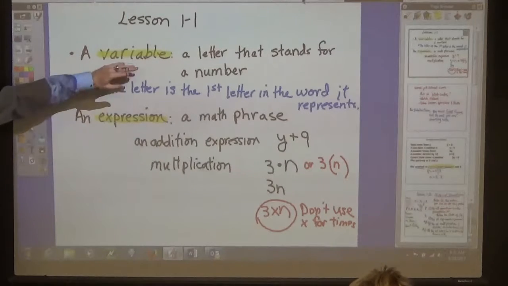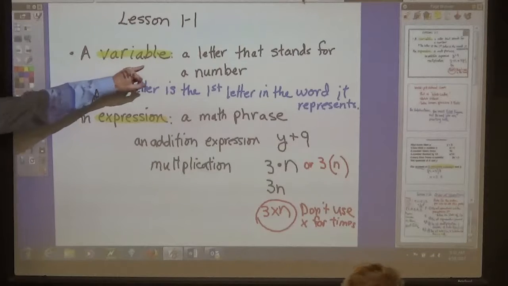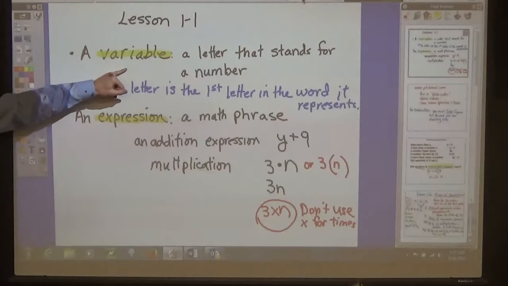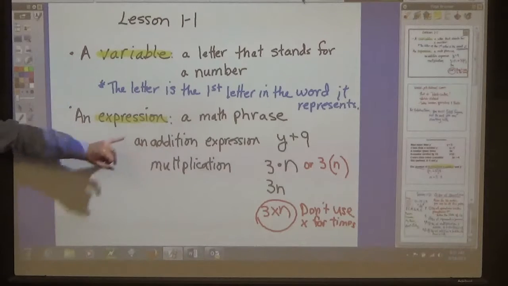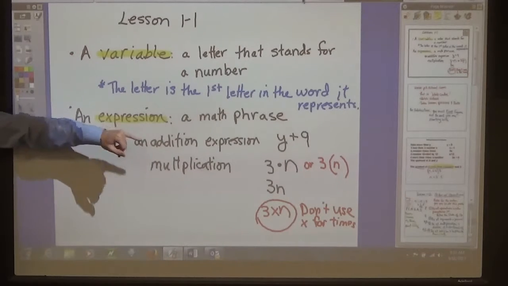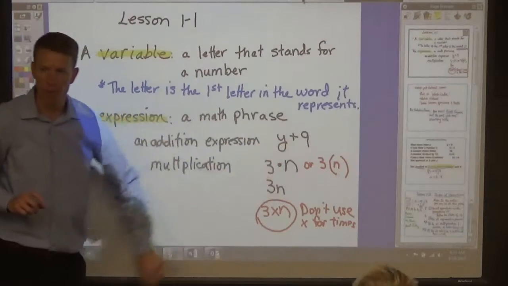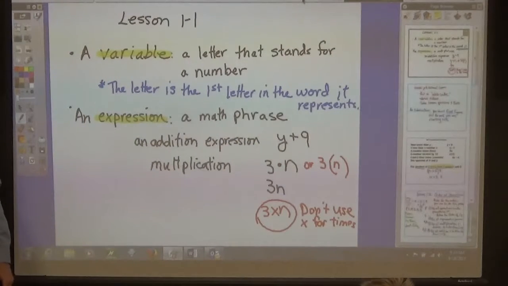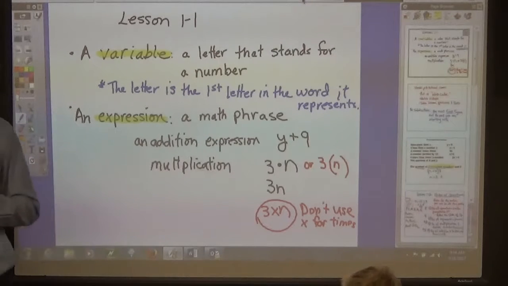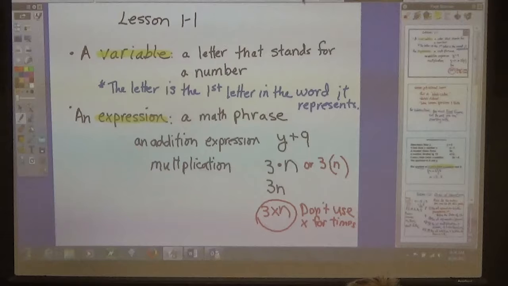And specifically, we use a letter called a variable because the letter can stand for more than one number in an expression. And so we either have to figure out what the number is, or we will use the variable to put in different values for the letter to find answers. What we call a function.